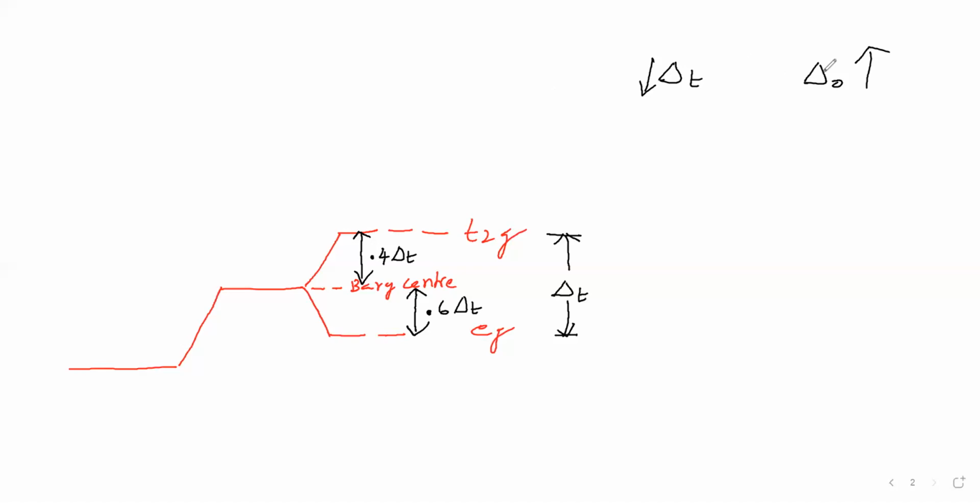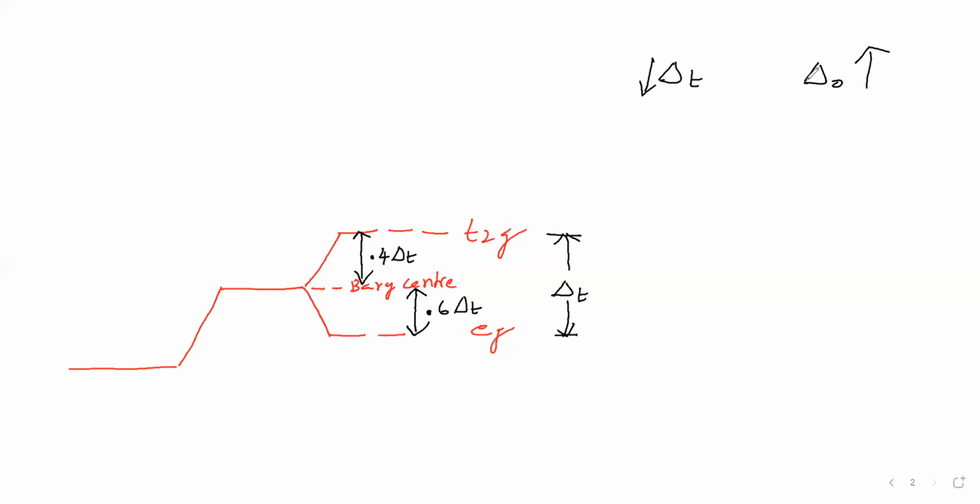Because 6 ligands are present here and 4 ligands are present here. Six ligands repel the valence shell d orbitals in the central metal, and 4 ligands repel the valence shell d orbitals. Therefore, d orbitals get more repulsion in octahedral and less repulsion in tetrahedral. Therefore, delta T is less and delta naught is more.